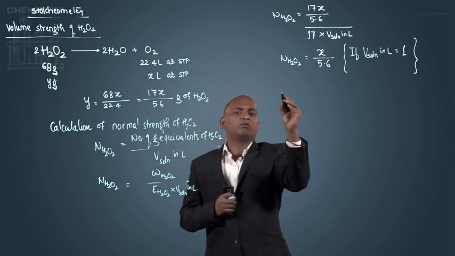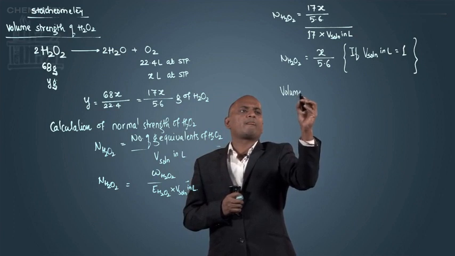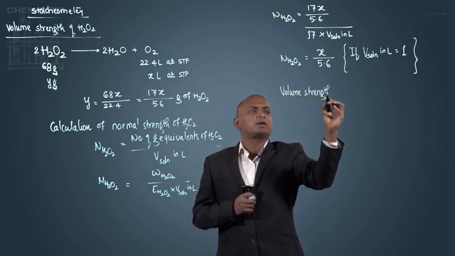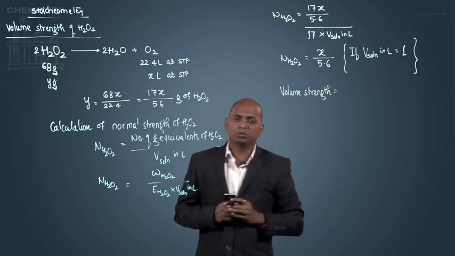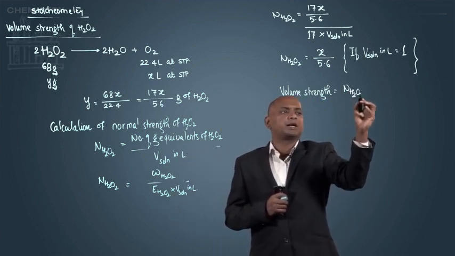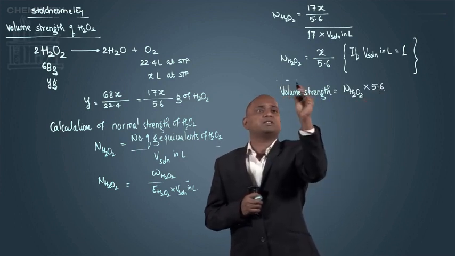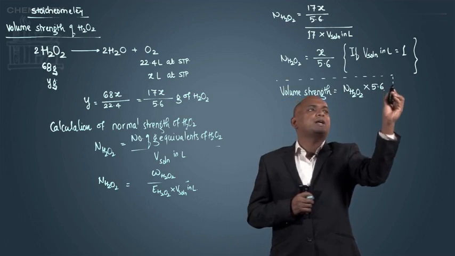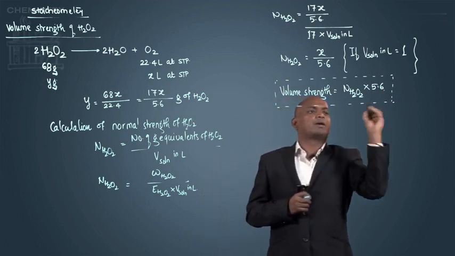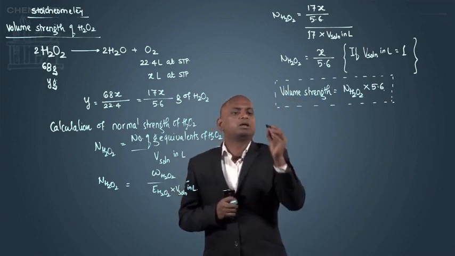Therefore, volume strength is equal to normality of hydrogen peroxide multiplied by 5.6. This is a very important relation we got.